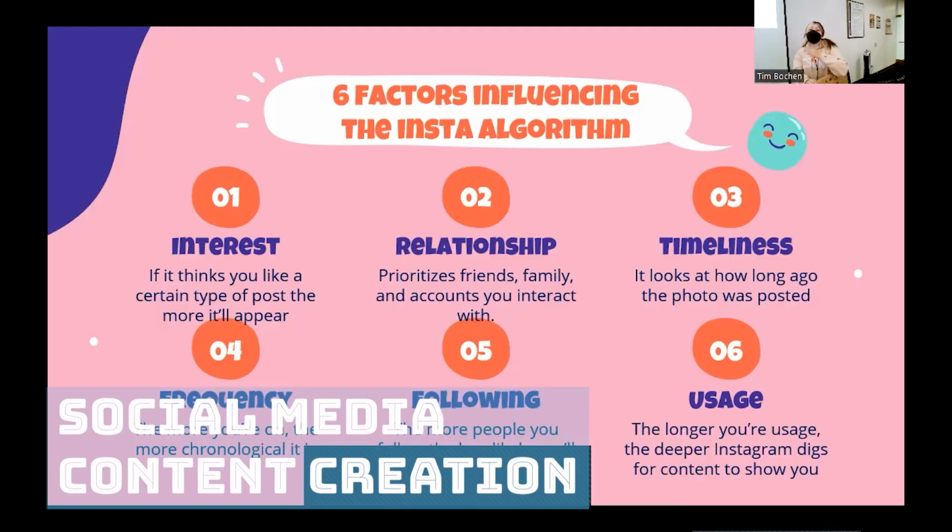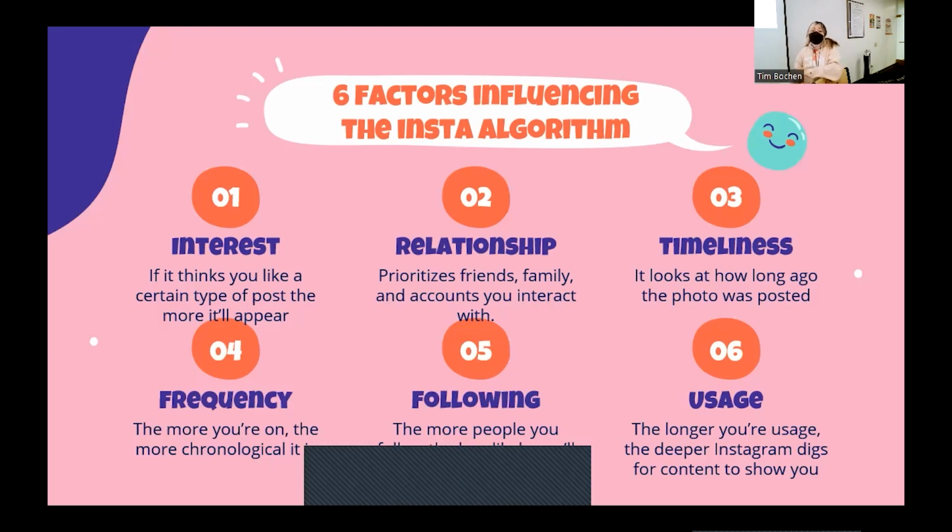So there's 6 factors that help influence the Instagram algorithm, and one of those is interest. So if Instagram thinks you like a certain type of post, the more likely it'll appear, just like your explore page. So if you keep interacting with funny cat videos on Instagram, on your explore page you're going to keep getting more of that content. Your suggested posts on your feed are going to reflect that as well.